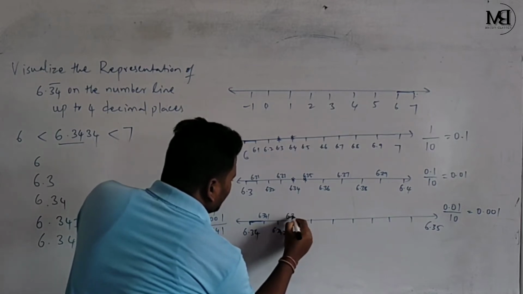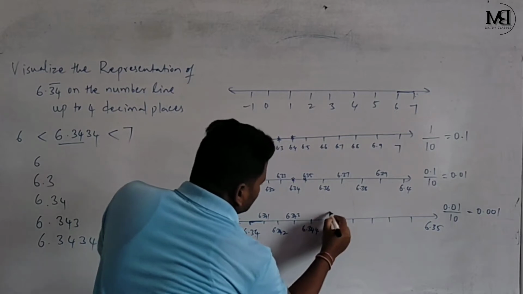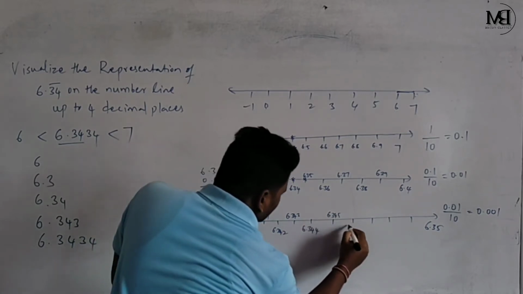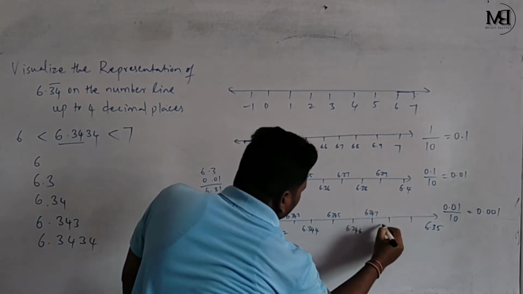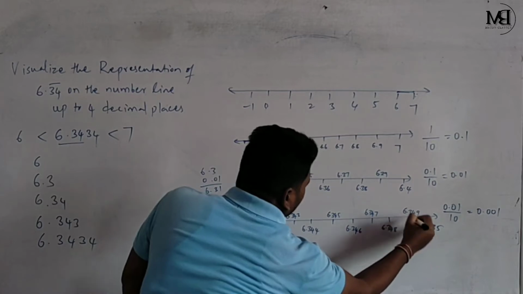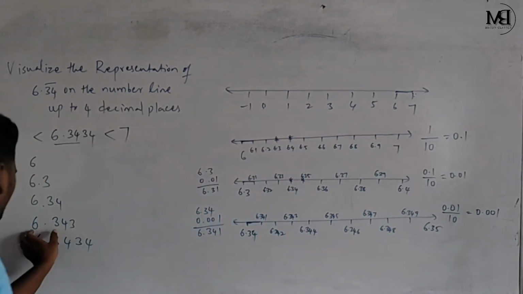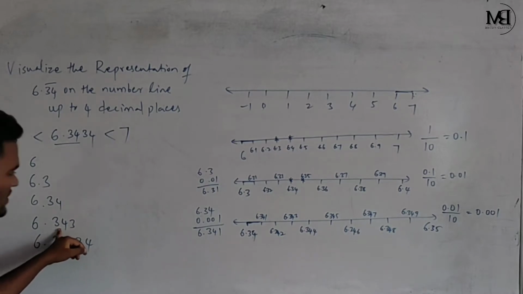Then 6.342, 6.343, 6.344, 6.345, 6.346, 6.347, 6.348, 6.349, my dear children. Now where is the location of this 6.343? Where is the location of this 6.343?